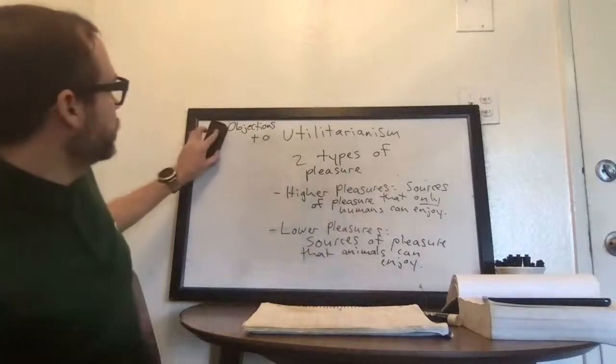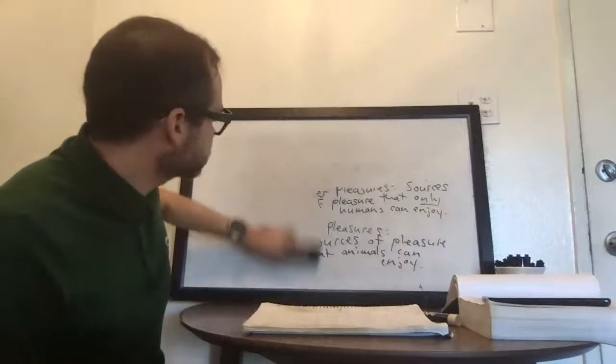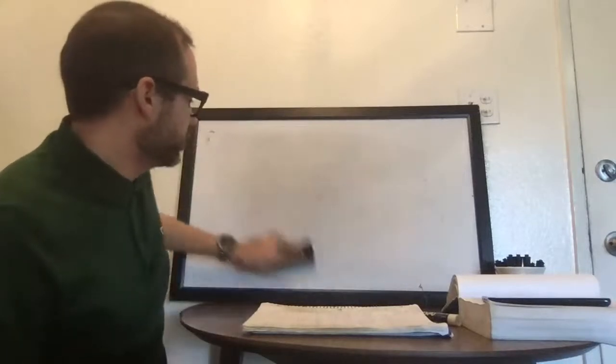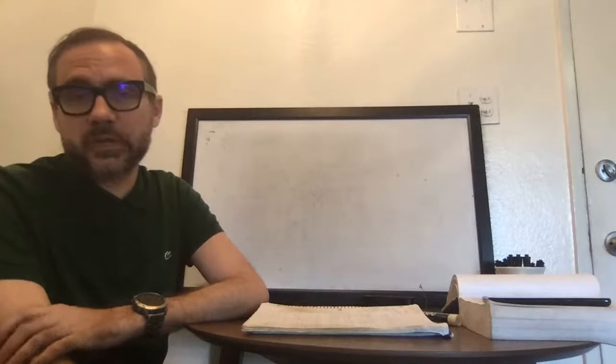Okay, there are still a few other objections to utilitarianism, though, aside from this. And in my opinion, anyway, this theory fit for swine objection is not the most critical for the theory to face. It's one that I think Mill has a decent response to with the whole two types of pleasure thing.